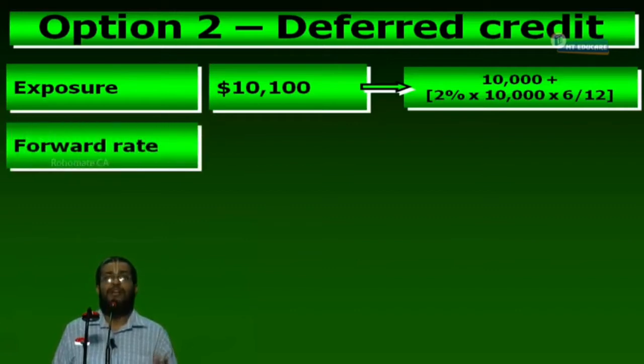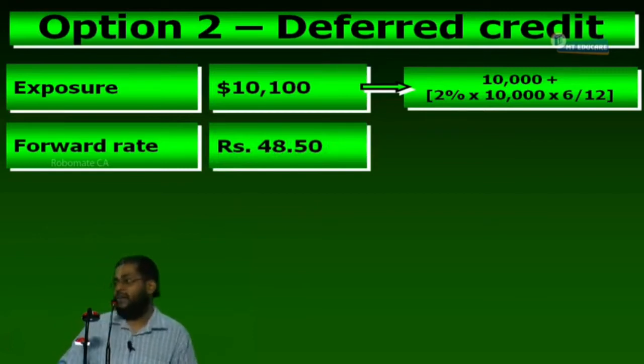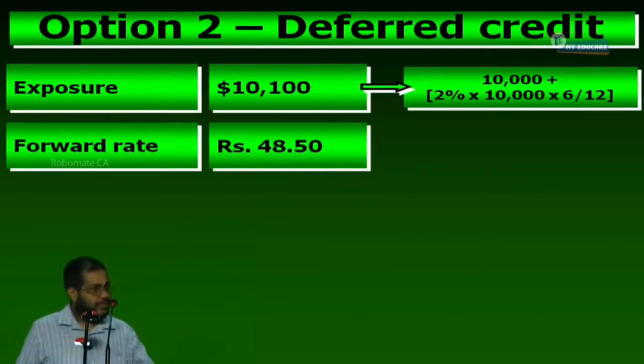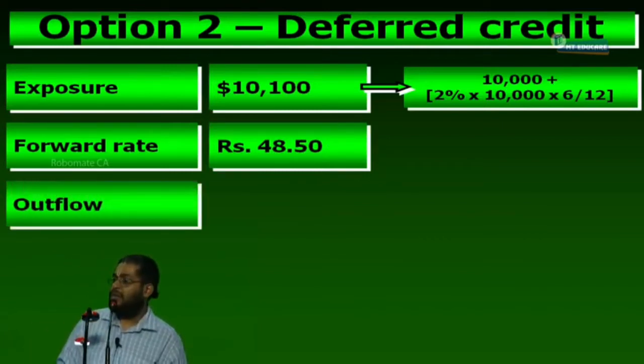Next, forward rate. Now, am I going to buy this $10,000 today or after 6 months? After 6 months. So I want an exchange rate after 6 months. What is the forward rate agreed today? It is 48.5. Forward rate 48.5. Can I proceed on? Now the outflow: every dollar I pay, I buy at 48.5. What is the amount spent to buy $10,100?